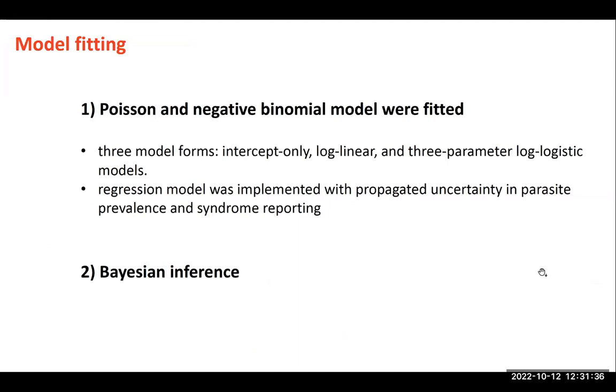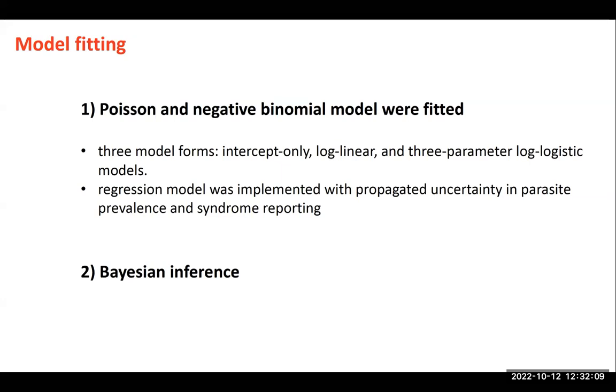So finally, once the two uncertainties were accounted for, we explored several potential functional relationships between the rates of severe malaria and parasite prevalence. And this was specified within the Poisson and negative binomial model. We explored 3 model forms, and these were intercept only, log linear, and a 3-parameter log logistic model. And Bayesian inference was then used to choose between these candidate models.